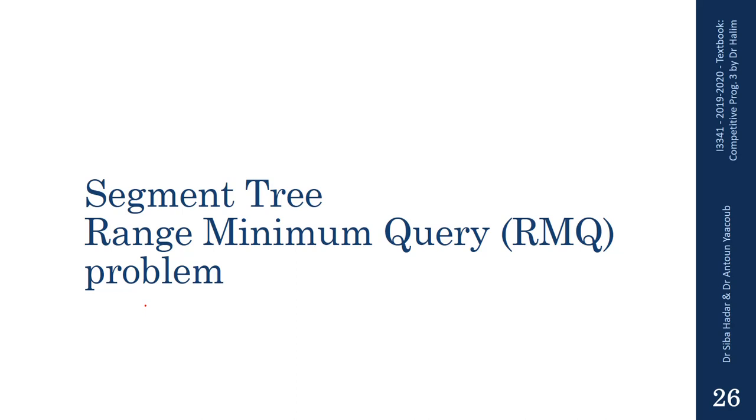We'll do two applications of divide and conquer, which are the segment tree for range minimum query, and the Fenwick tree for range sum query. Those two parts are not in chapter 3 but in chapter 2. So the segment tree, let's start.